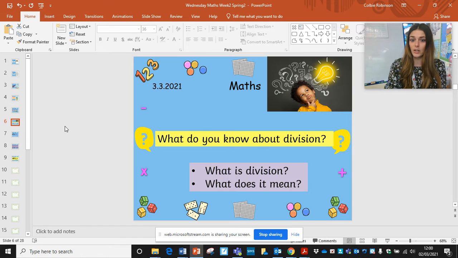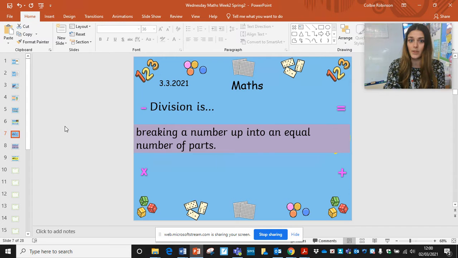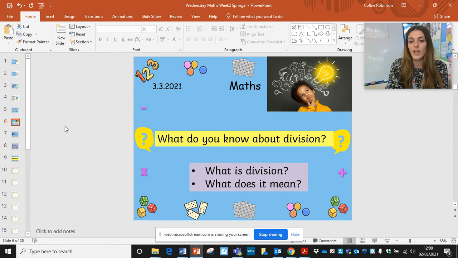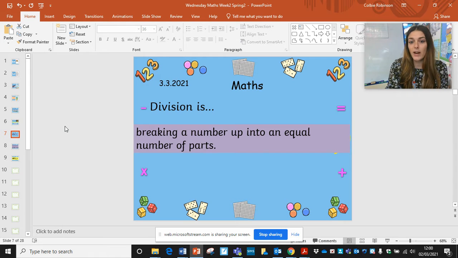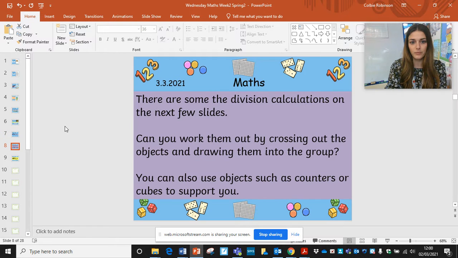So what do you know about division, or what can you remember? What is division? What does it mean? Have some time to think about that, write it down, share it with someone. Any of those are brilliant. And remember, pause as and when you need to, go forwards, go back, do what you need to do to support you. So what is division? Division is breaking a number into an equal number of parts. It's that equal sharing.